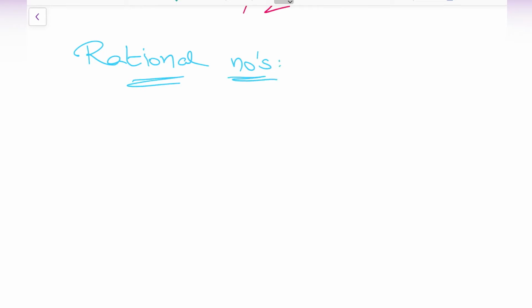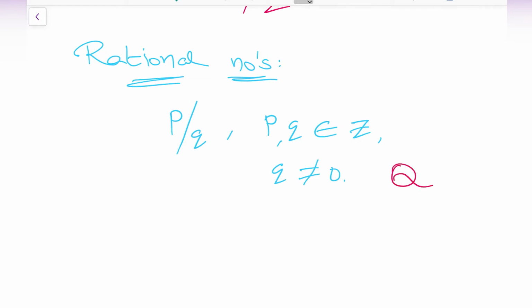Rational numbers are nothing but the numbers which are in the form of p by q, where p, q both belong to integers and q is not equal to 0. Those numbers are rational numbers. And these rational numbers are represented by capital Q. Q is nothing but quotient.